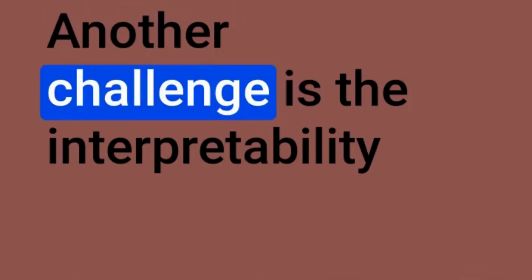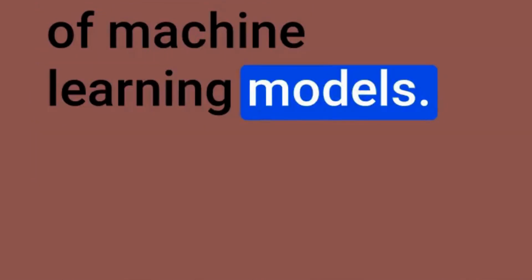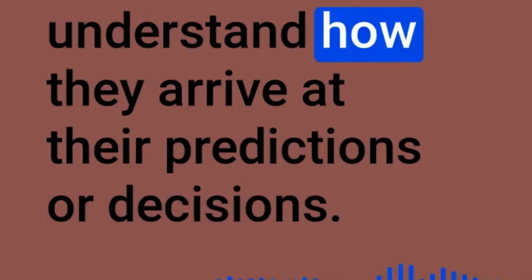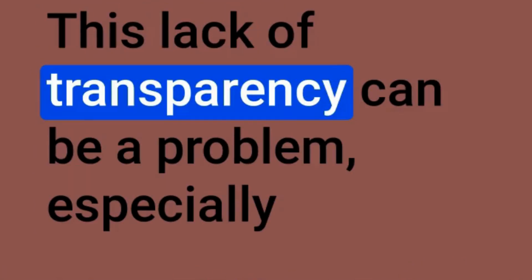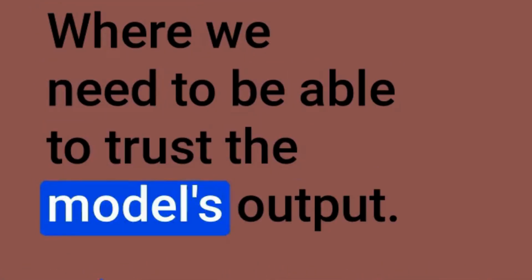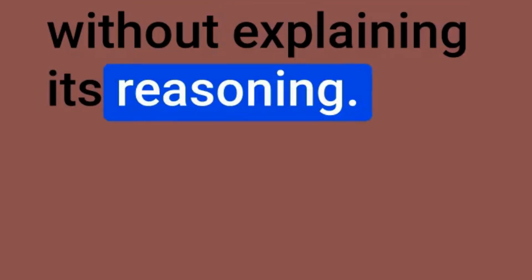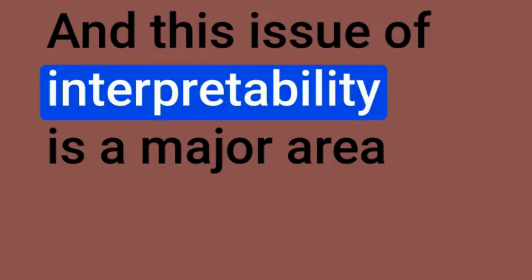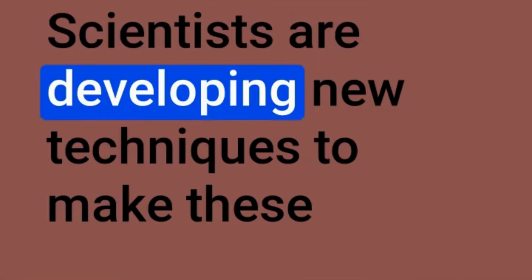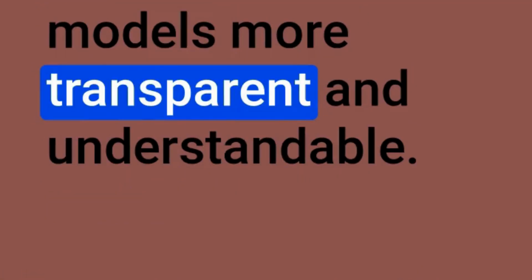Another challenge is the interpretability of machine learning models. Often these models are so complex that it's difficult to understand how they arrive at their predictions or decisions. This lack of transparency can be a problem, especially in sensitive applications like healthcare or finance, where we need to be able to trust the model's output. It's like having a black box that spits out answers without explaining its reasoning. That's a good way to put it. And this issue of interpretability is a major area of research in machine learning. Scientists are developing new techniques to make these models more transparent and understandable.